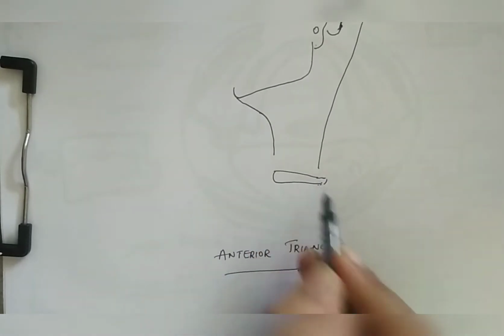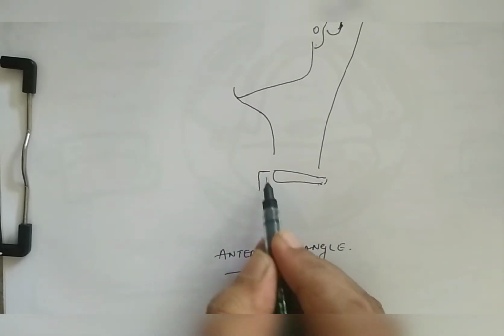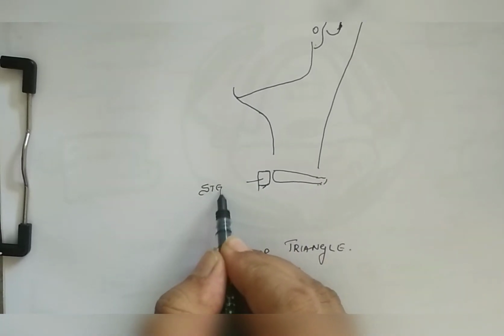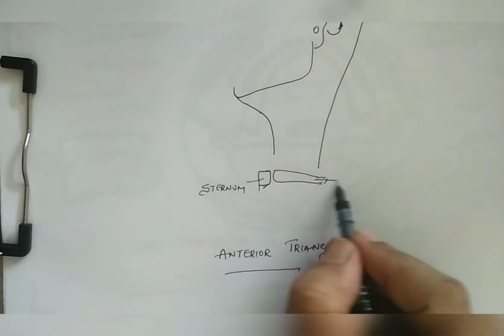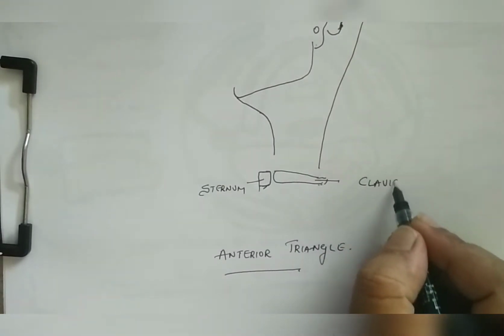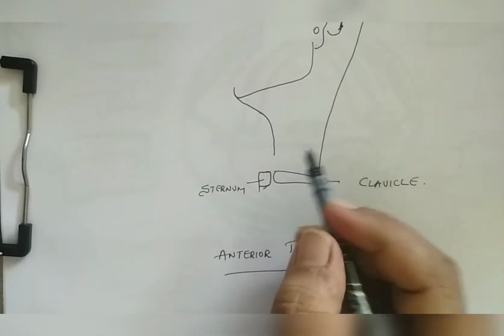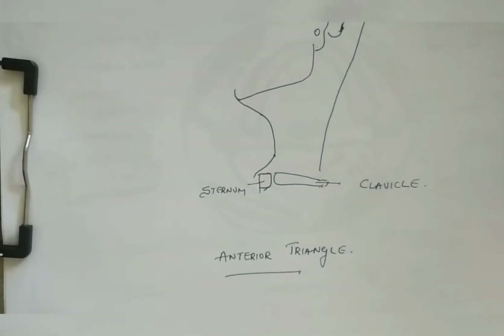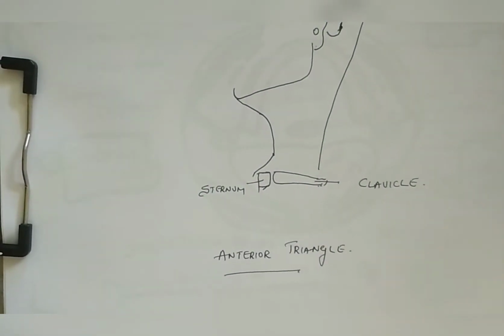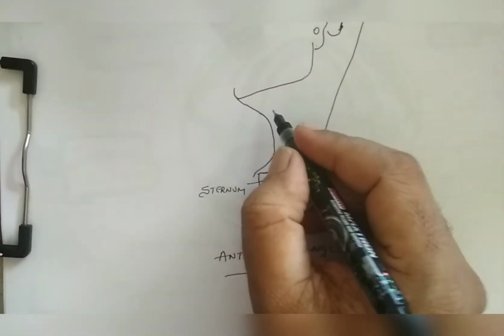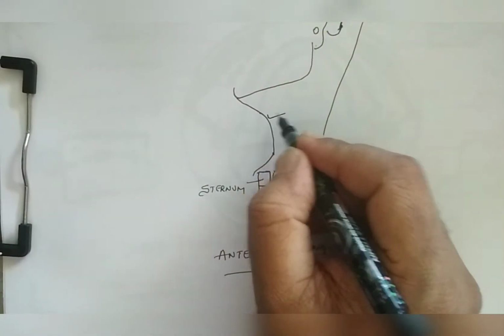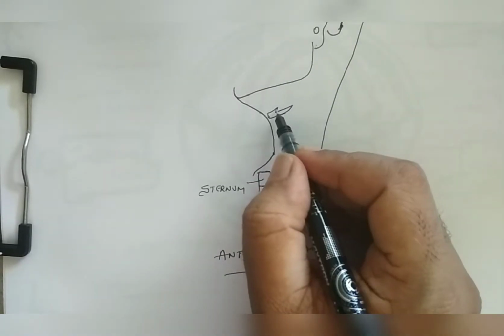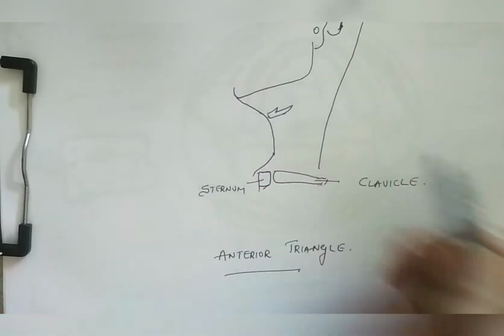This is the clavicle. Sternocleidomastoid. This is the sternum. Clavicle. Next we'll write the muscles and bones. We'll be writing the hyoid bone, having a body of hyoid bone, the lesser horn and the greater horn of hyoid bone.